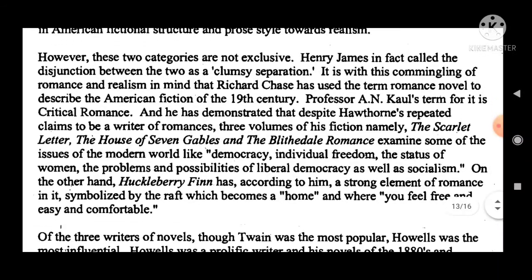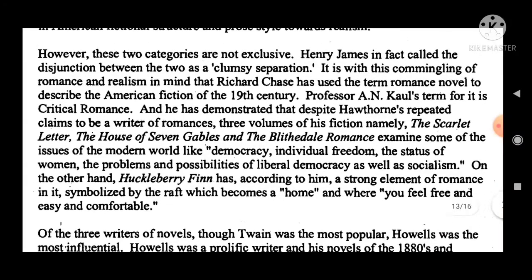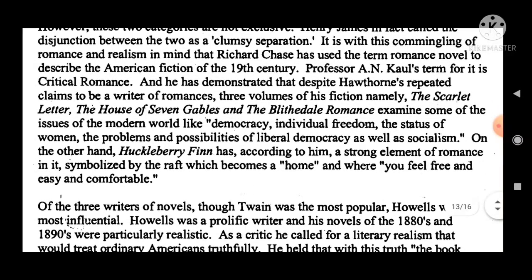However, these two categories are not exclusive. Henry James, in fact, called the disjunction between the two a clumsy separation. It is with this commingling of romance and realism in mind that Richard Chase has used the term romance-novel to describe the American fiction of the 19th century.